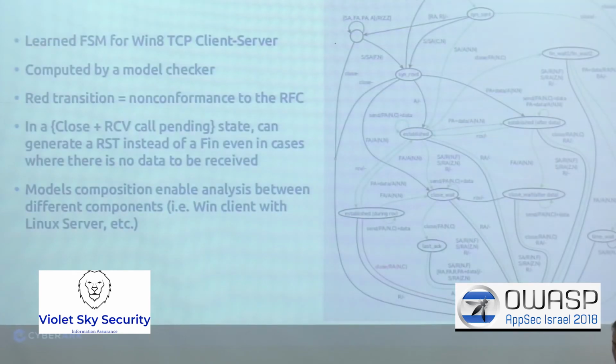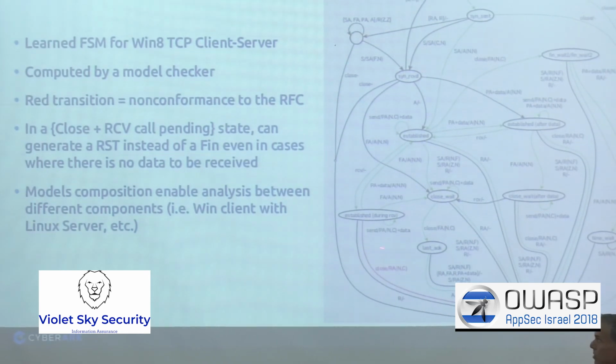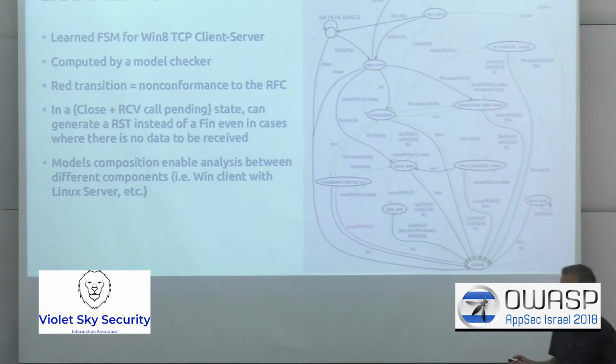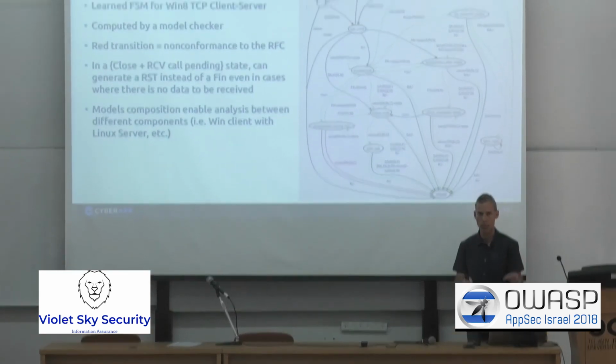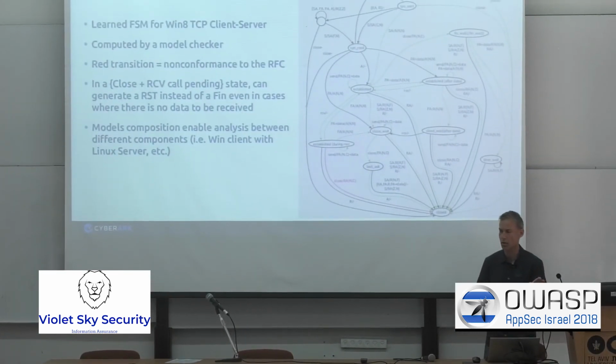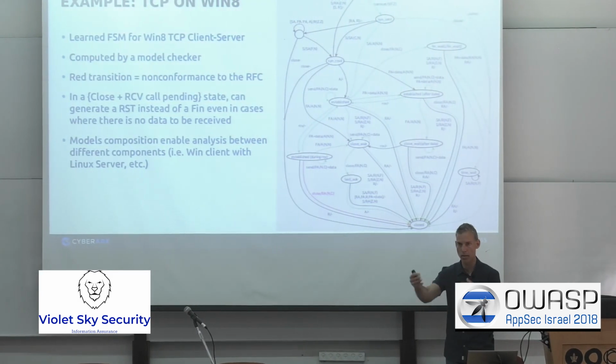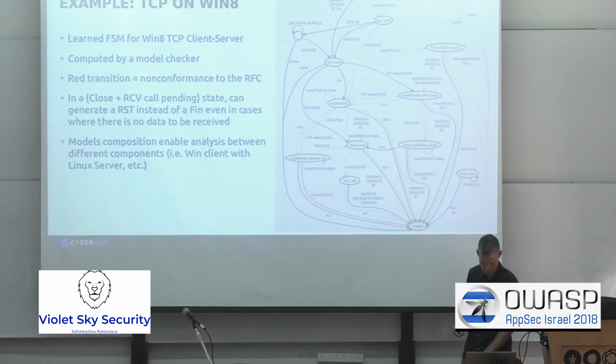And this is what these researchers did, and they found an issue with TCP on Windows 8, that it was not conformant with the specification. So this was a really nice find. By the way, using that way, you can create models for any component. So you have a model for a Windows 8 client, a Linux server, and whatever, and you can combine them. You can check and test all those combinations.